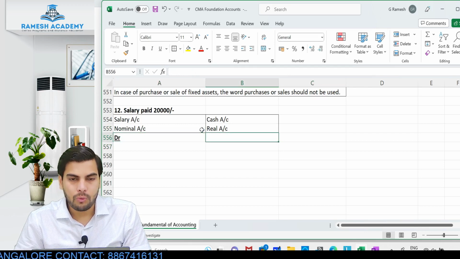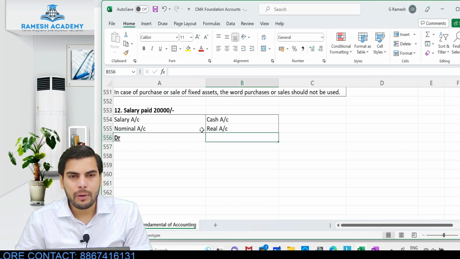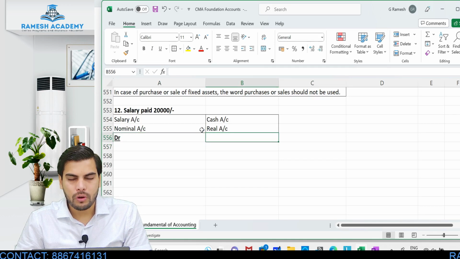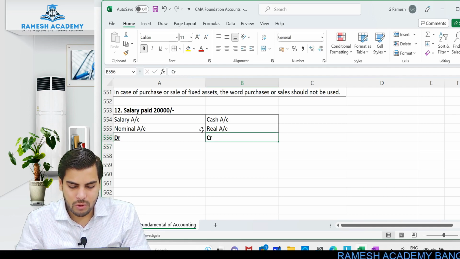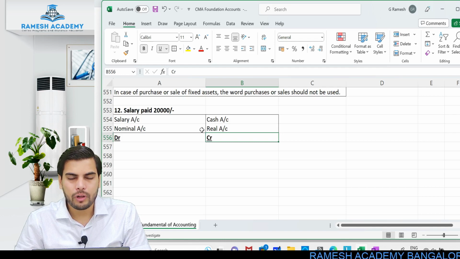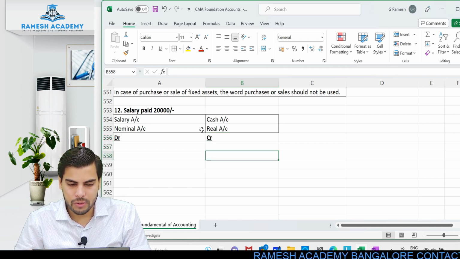And what about the rule of real account? Debit what comes in, credit what goes out. When I pay the salary, I'm paying this 20,000 rupees of salary, is the cash coming into the business or is it going out? Don't you think the cash is going out of the business? Therefore, we'll be crediting this cash. Credit what goes out.